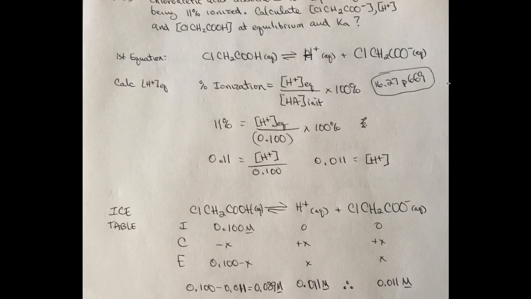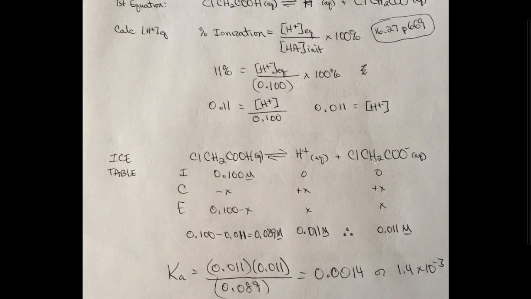Now in the black book on page 669, there's an equation 16.27. Looks an awful lot like this right here. It's the hydrogen ion concentration at equilibrium divided by the initial weak acid concentration, in this case the chloroacetic acid concentration, times 100%. We'll plug in 11% here, 0.100 molar here, and 100% here. We'll rearrange, do some algebra, hocus pocus. We get 0.011 molar for the H plus concentration.